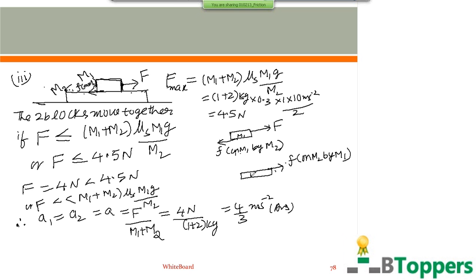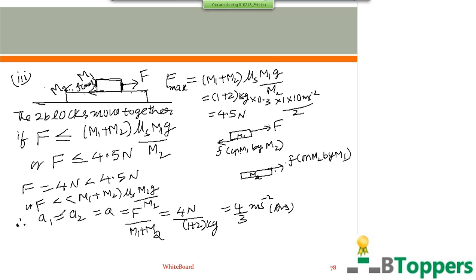Here I have drawn a separate diagram showing the forces acting on M2 in the horizontal direction. The only force which acts on M2 in the horizontal direction in this case is the frictional force on it by the upper block of mass M1. That means the mass M2 accelerates towards the right due to the frictional force on it by M1.